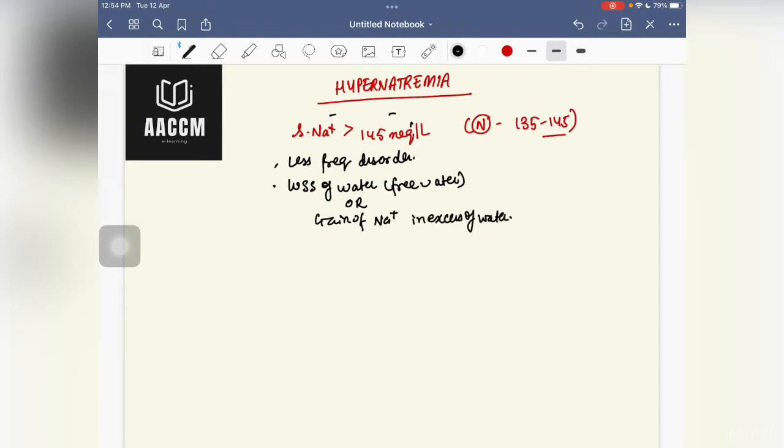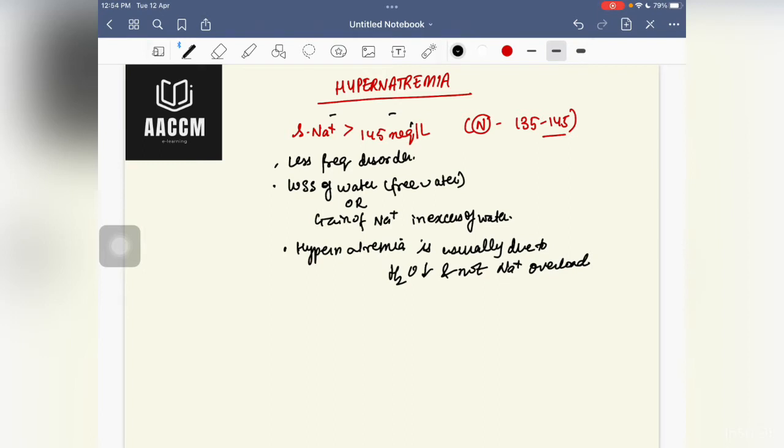So you should know that hypernatremia is usually due to water deficit and not sodium overload, right? You should know this, an important thing.